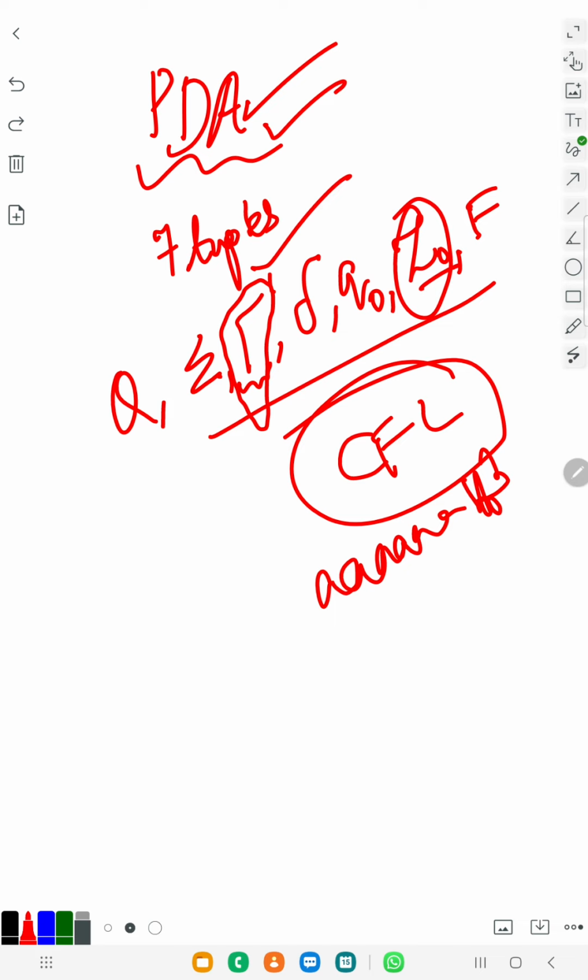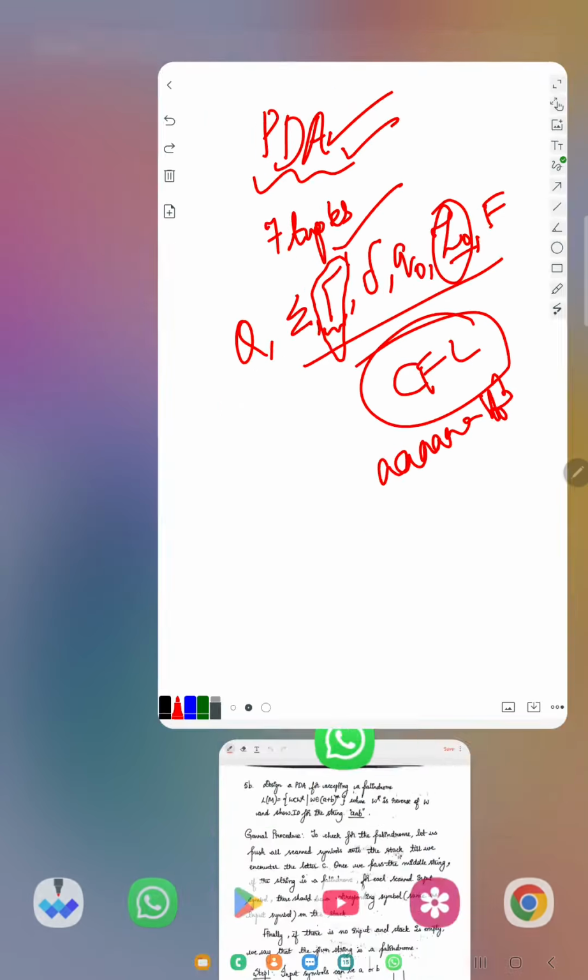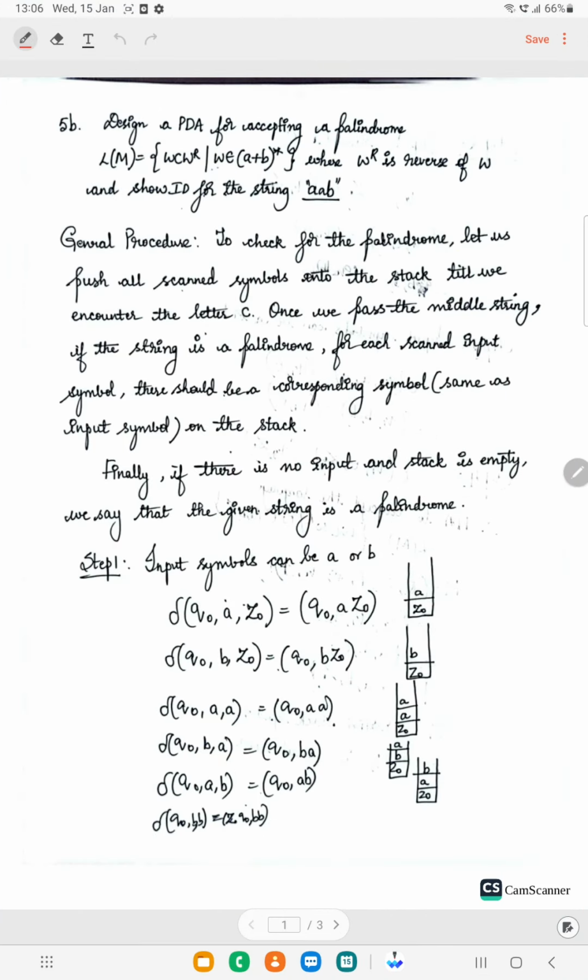So we'll go with the question with this introduction. The question is 5b. Design a PDA for accepting a palindrome language for a machine WCWR. W is a string, WR is the reverse of the string. In order to know the middle, we have an alphabet C, where WR is the reverse of W, and show the instantaneous description for the string AAB.